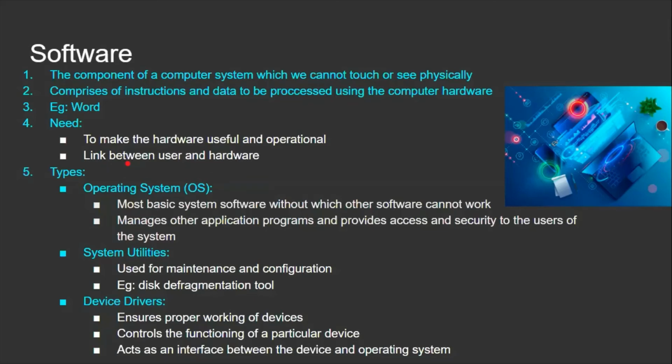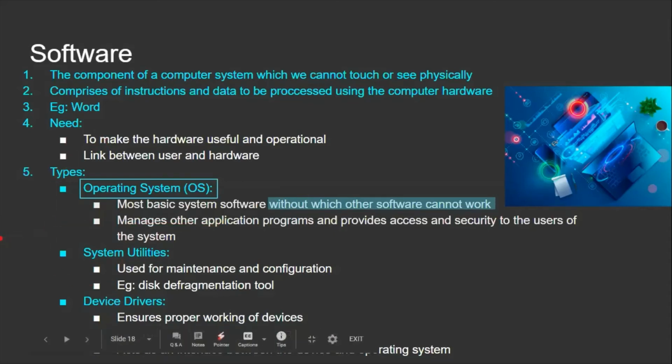Now, there are different types of software present in a computer system. First is the operating system. I'm sure most of you know what an operating system is. It's basically one basic system software without which other software just can't work. It manages other application programs and provides security access to the system, etc. Some examples would be iOS, Android, Linux, Windows, all of these. Other software cannot work without it.